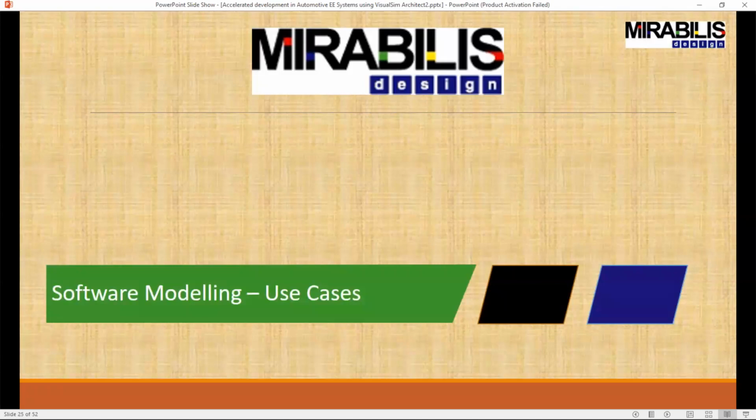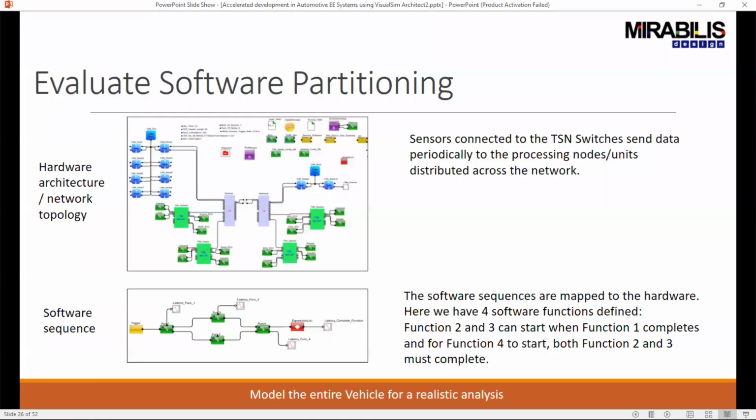Now, we'll be looking at the software modeling use cases. In this model, we have the task graph defined at the bottom. We can see that function 1 triggers both function 2 and 3, and for function 4 to get started, it requires the completion of both function 2 and 3. So there is a dependency in the software execution, and all of these tasks are mapped to the hardware architecture or the network topology shown on top. So in a single model, we are able to evaluate the software definition, the hardware architecture, as well as the network topology.